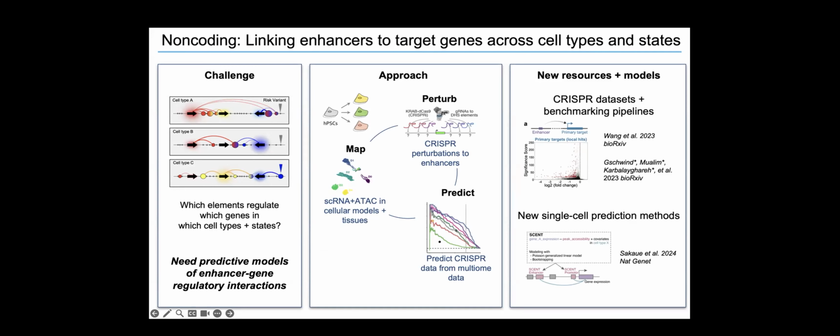To tackle this challenge, IGVF groups are mapping chromatin accessibility in hundreds of cell types and tissues to identify candidate regulatory elements, perturbing thousands of elements with CRISPR in a variety of cell types derived from human-induced pluripotent stem cells to learn which enhancers regulate which genes, and developing computational models to predict these CRISPR data sets from input single-cell data. Newer resources from IGVF include large CRISPR datasets in several cell types, benchmarking pipelines to evaluate predictive models on a common standard, and new models that use single-cell RNA and ATAC-seq as input.